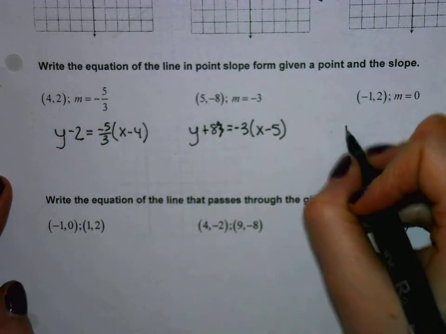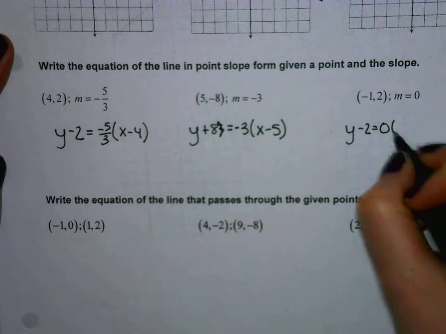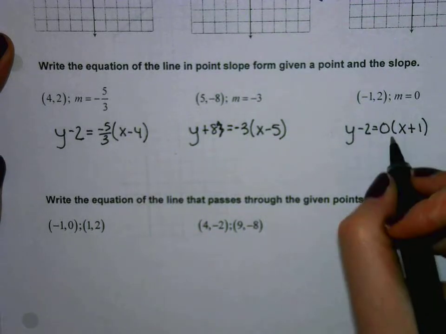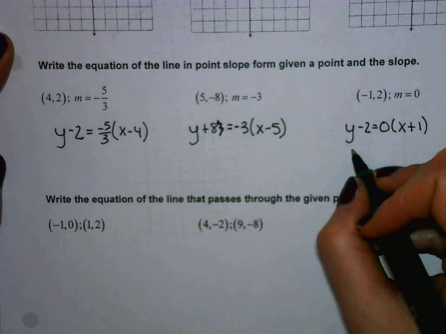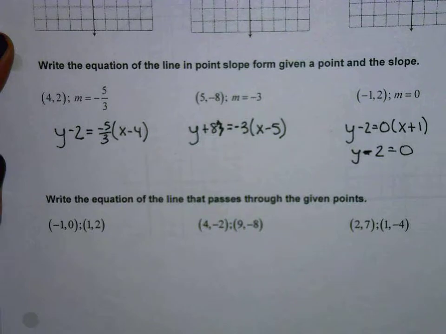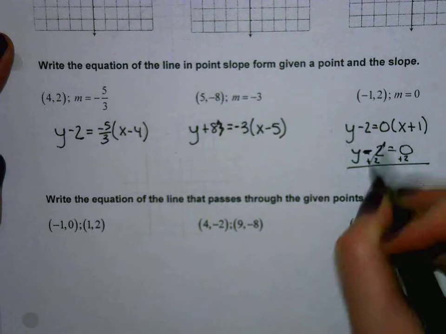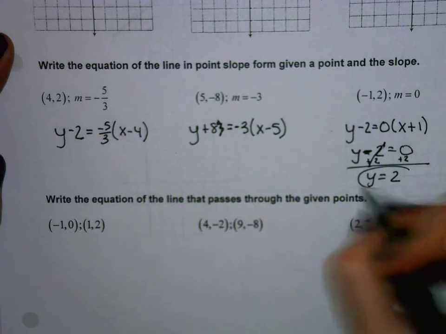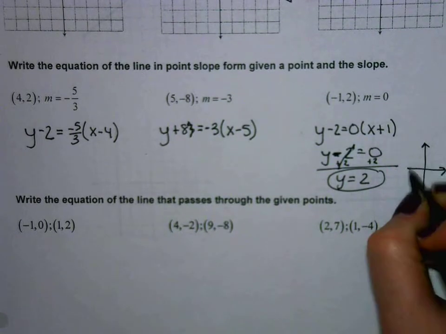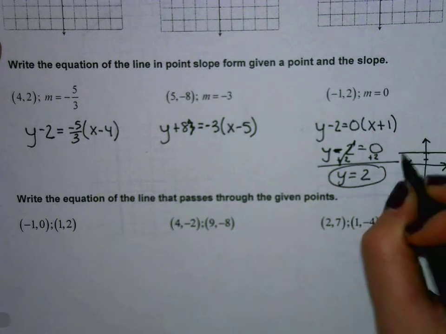So look at the last one. Y minus 2 equals our slope, which is 0, times the quantity of x plus 1. But here, since we're doing 0 times the quantity of x plus 1, or 0 times anything, equals 0. So now we also know that if we add 2 to both sides, we're going to have y equals 2. Remember, when we have a slope of 0, that means we're going to have a horizontal line, and it's going to cross at a +2.